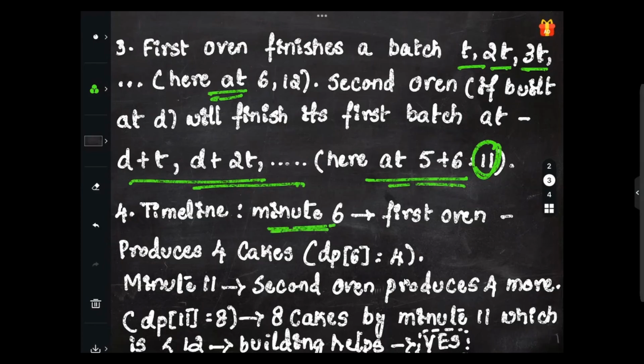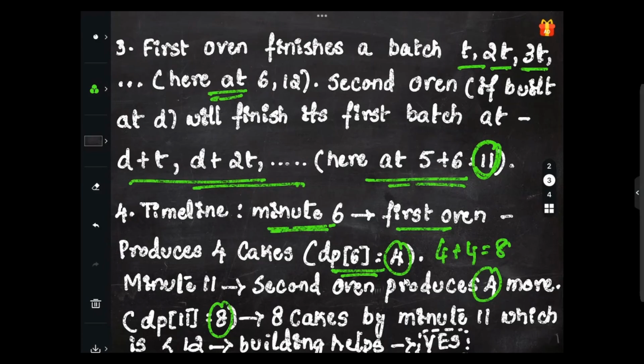On the timeline, at minute 6, the first oven produces 4 cakes, nothing but dp of 6 is equivalent to 4. We know this one, right? Previously we have discussed it. At minute 11, the second oven produces 4 more. So dp of 11 will be 8, as 4 plus 4 leads to 8, right? 8 cakes by minute 11, which is less than 12.